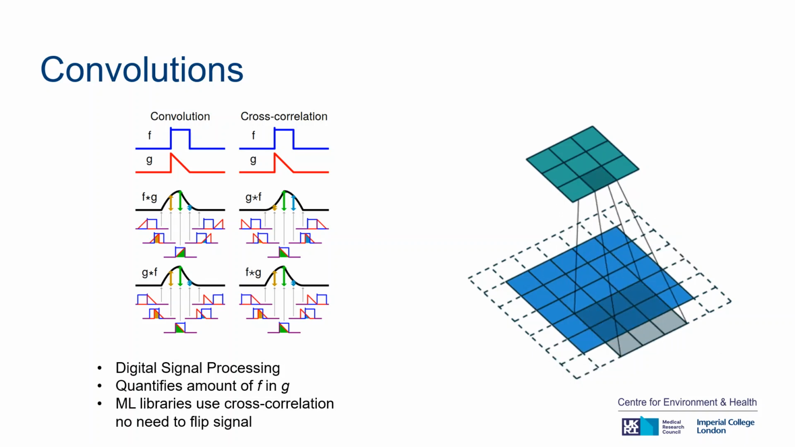The convolution is actually taken from the field of digital signal processing. And you can see an example of a two-dimensional filter, F, being convolved with G. And you can see G slowly sliding across the filter F, and the output is maximized at the place where there is a lot of F in G. Essentially, the filter is quantifying the amount of the signal F in G. ML libraries actually use cross-correlation because there's no need to add an additional operation to flip the signal.